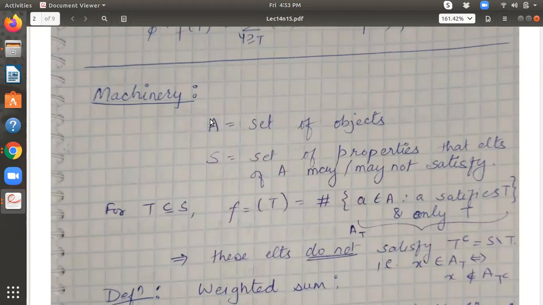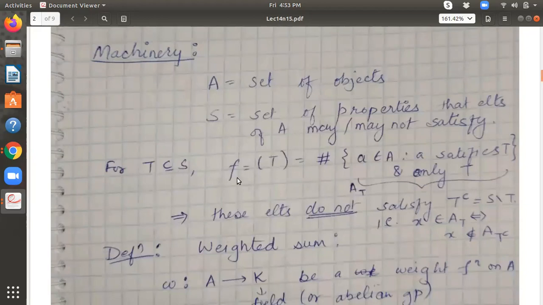Now, if you take any subset T of the properties, you define f equal to of T. This is in the subscript. It may not look like so, but this is f subscript equal to of T. What is this? This is defined as the number of elements of A which satisfy the property T and satisfy exactly the property T. Nothing more, nothing less. Clear? Yes.